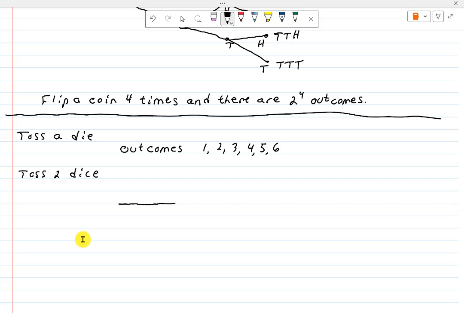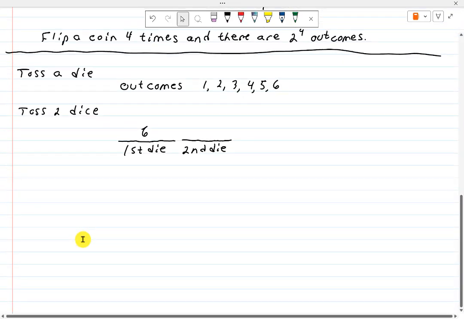On the first die, we have 6 possible outcomes. And on the second die, we also have 6 possible outcomes. But combined, how many outcomes do we have altogether? And I'll show you how we can do it. Let's take a look at the first die.